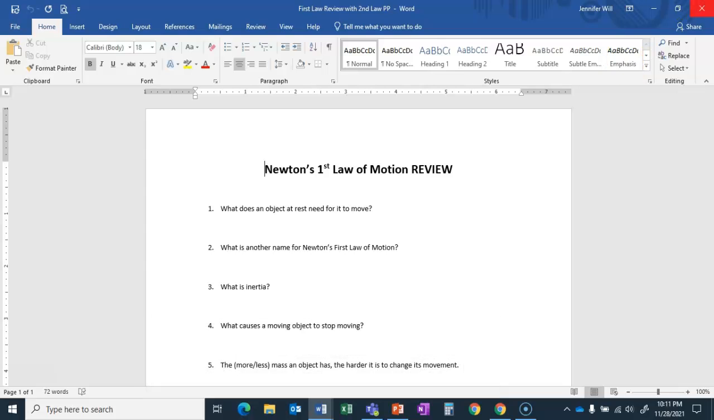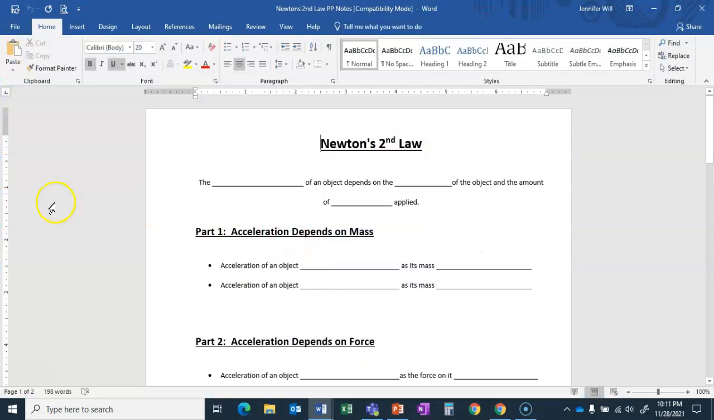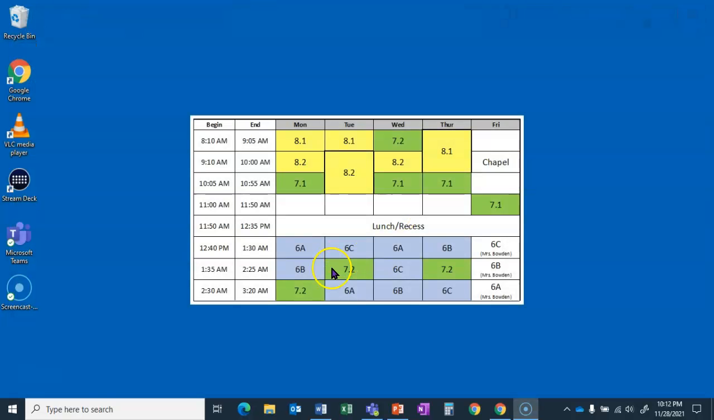And then the third paper that you are going to need, and that will be for the next video, is Newton's second law. And again, if you have not received that this morning, then if we could just make sure that that gets handed out before the next video, that would be great. All right. So, ladies and gentlemen, hopefully you have everything in order that you need.